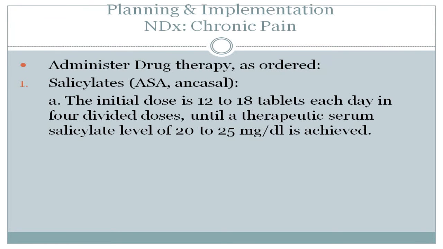Salicylates again. This is a chronic disorder. So this says that the initial dose is 12 to 18 tablets, and that cannot be talking about Tylenol. Okay, so something's a little off about that slide. But the salicylates part is right. We're just not going to pay attention to the little part up under that.